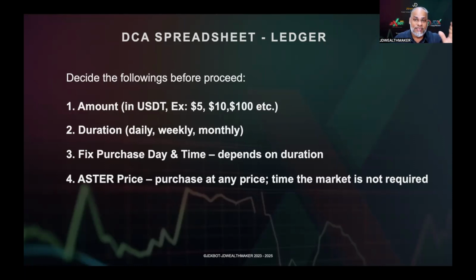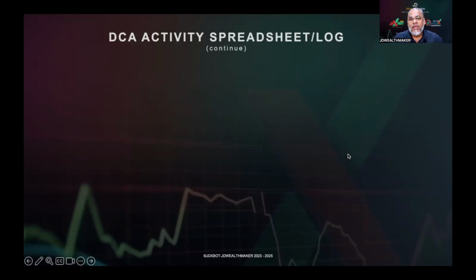That is what is needed here when you talk about DCA. So this is the DCA activity spreadsheet, or the log. It's a sample. I'm not giving you anything else, it's a sample. You need to create your own spreadsheet in your own Excel file. I'm just giving you a sample of how it's going to look.